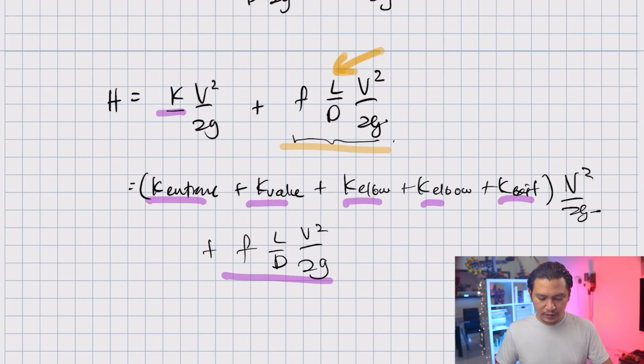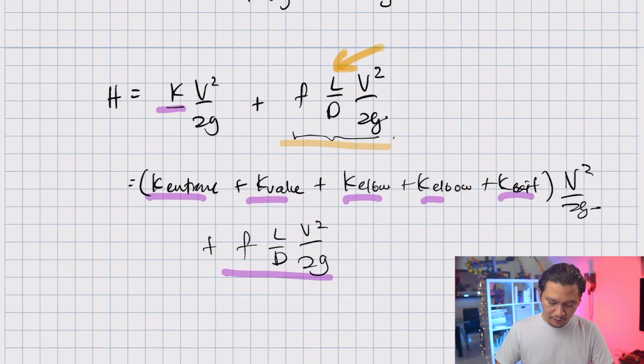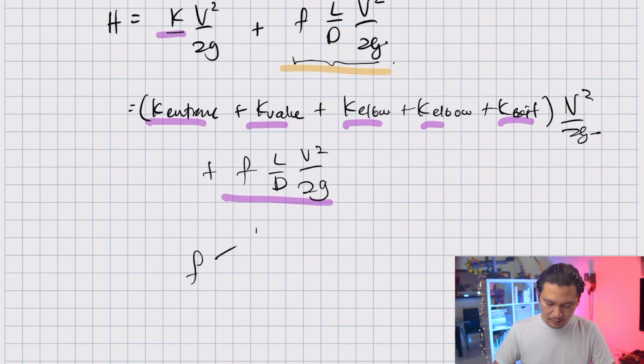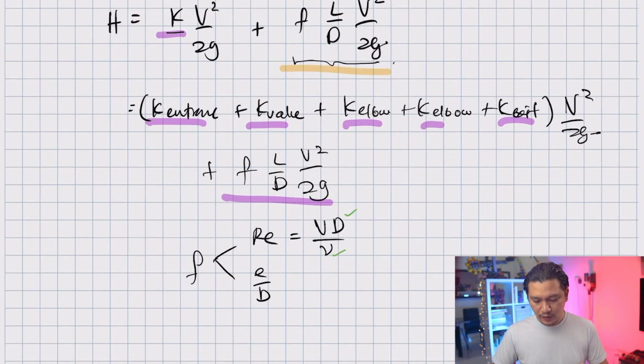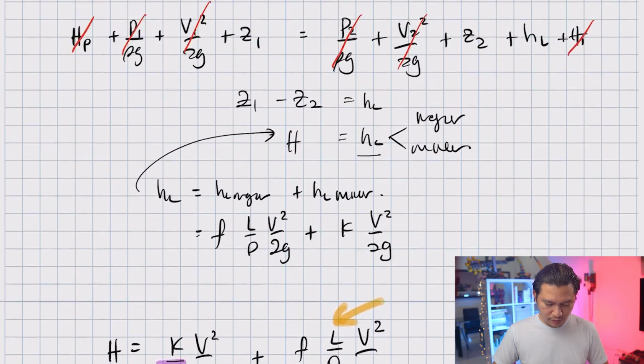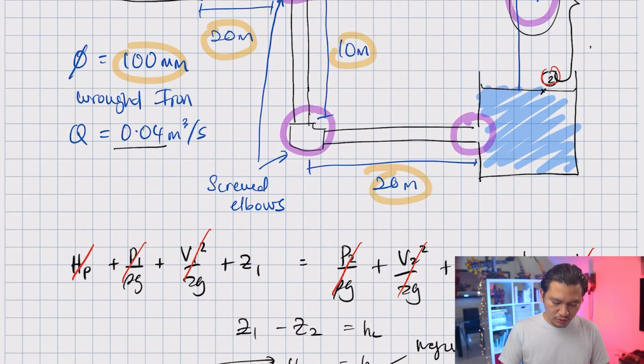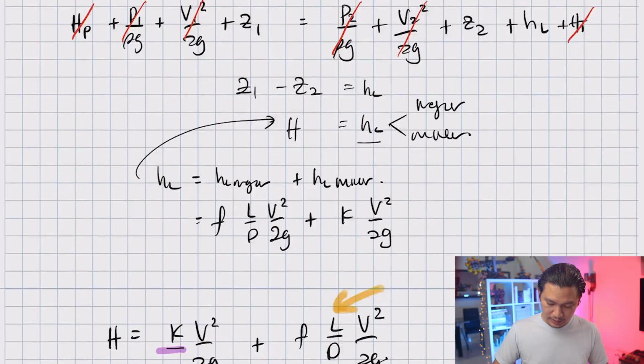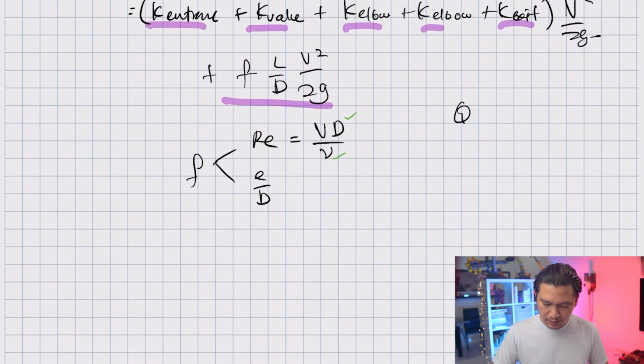Okay, so first we need f. When we need f, we need the Reynolds number and also the relative roughness. Reynolds number is equal to velocity times diameter divided by kinematic viscosity. So what we need now is V, and to find velocity is quite simple because we already have the flow rate and we also know the diameter. Flow rate is equal to velocity times area. Let's do this here. Q is equal to velocity times area. We are looking for velocity. This is Q divided by area.